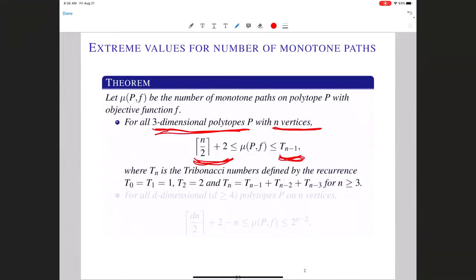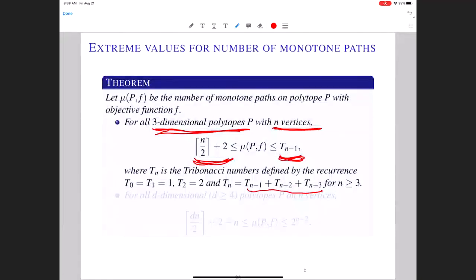You have heard of the Fibonacci numbers, I'm sure. The Fibonacci numbers are defined so that you get the next number by adding the previous two. Here, you get the next Fibonacci-like number by adding the sum of the previous three. It's a very surprising result that the Fibonacci numbers turn out to be the bound here. So in other words, there's no three-dimensional polytope that has more monotone paths than the Fibonacci numbers.